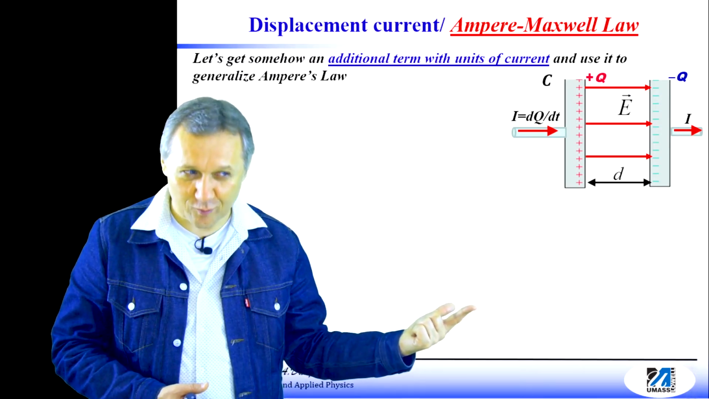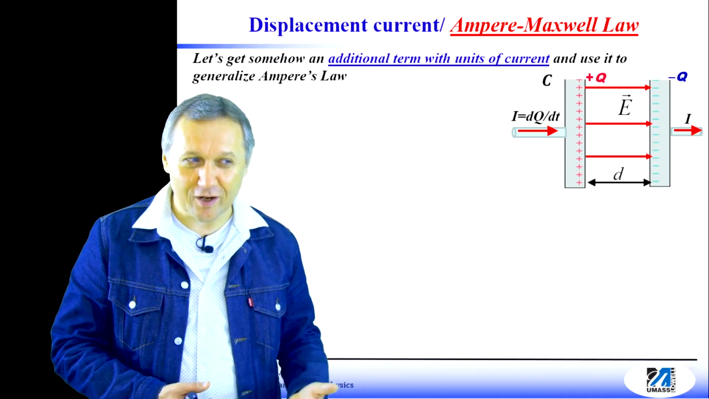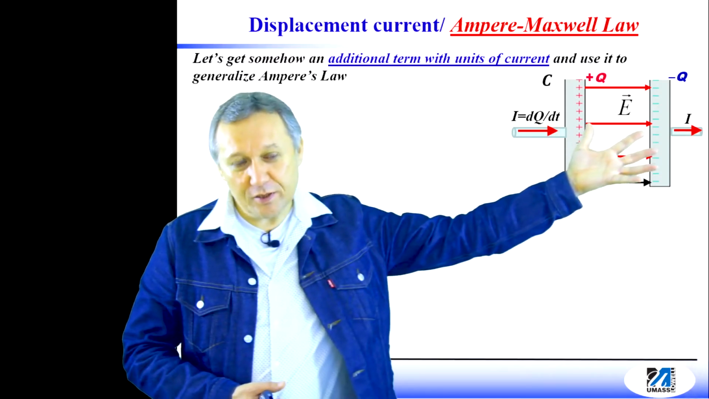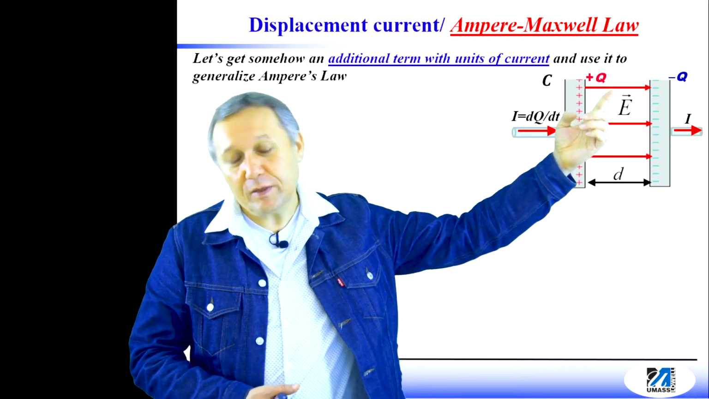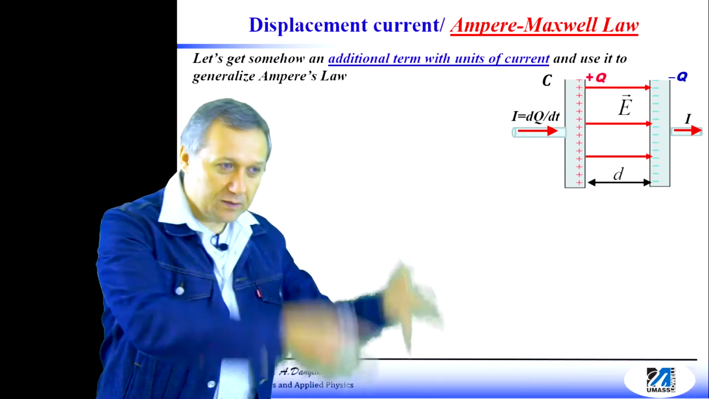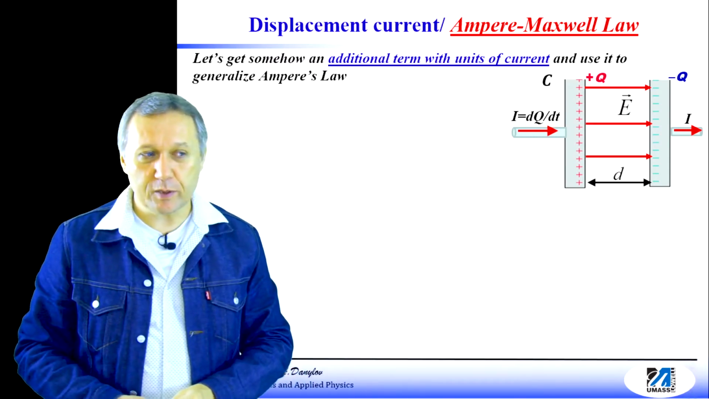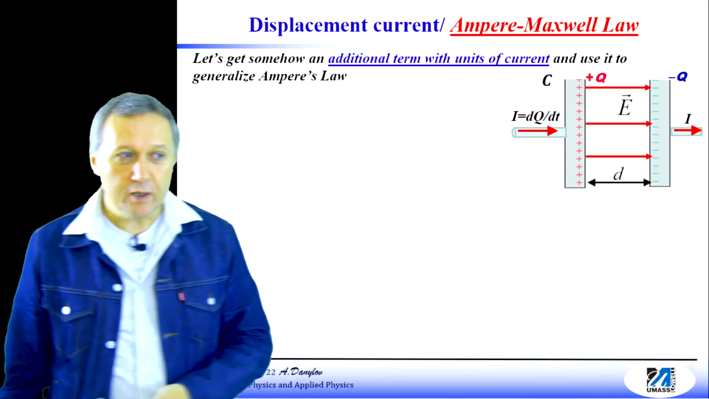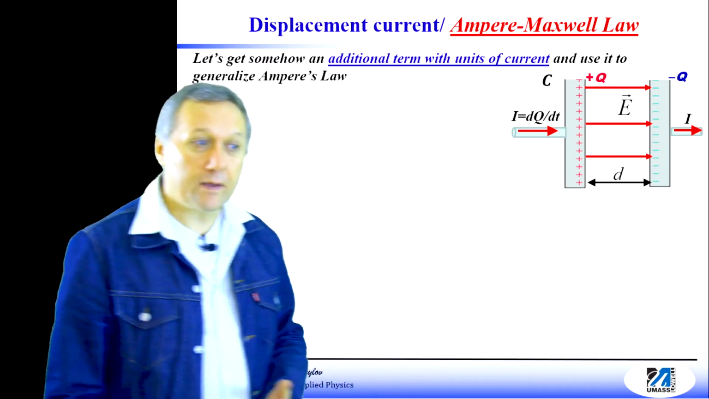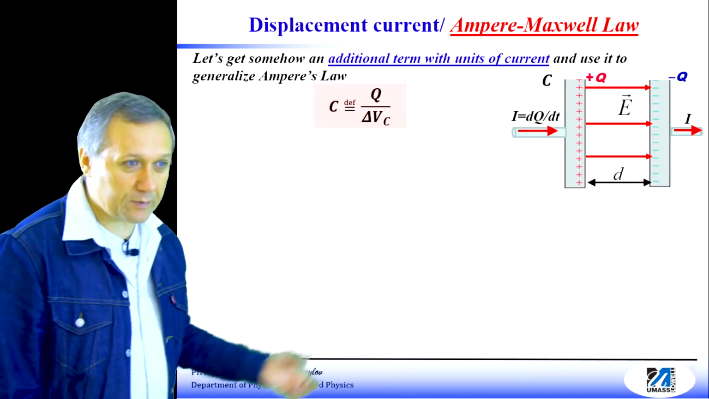In order to get units of current. That's how we introduced current. You remember dq over dt. So if he thought he managed to get q in terms of something, then he would try to differentiate that with respect to time, and he would end up with some term which has units of current, and he decided to try that. So let's follow his steps.